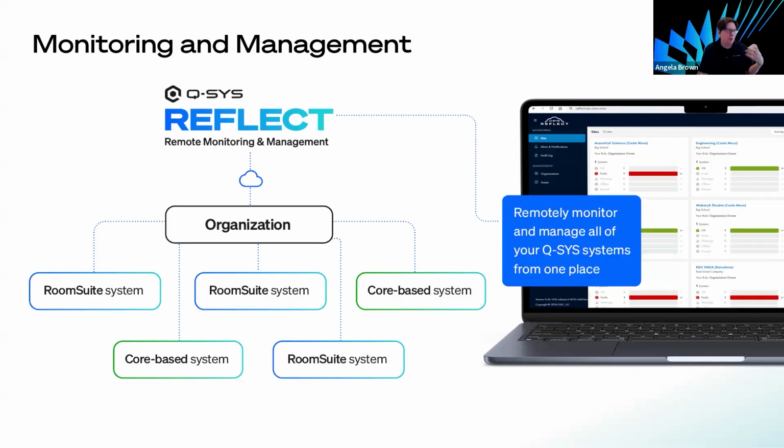Just a quick thing, we have Q-SYS Reflect. It's a remote monitoring and management platform. One of the big things for this is all of your RoomSuite systems and all of your cores are going into the same place in Reflect. You're managing all your Q-SYS systems from a single location and from a single interface. So you can log into a core, you can log into a RoomSuite system. To do all of that, you do need to have Reflect Plus. Reflect has 2 tiers. We have Reflect, which is free, and Reflect Plus, which has some pretty nominal monthly charge. And Reflect Plus is where you can actually start doing the mass deployment and having those tools available to you.